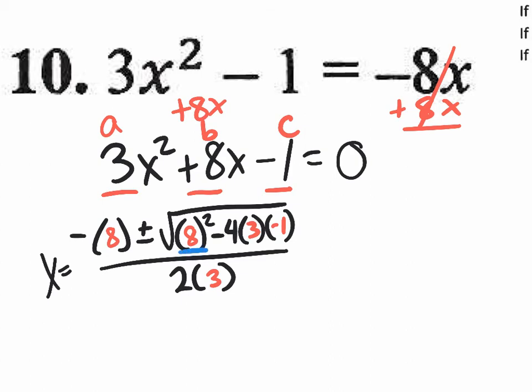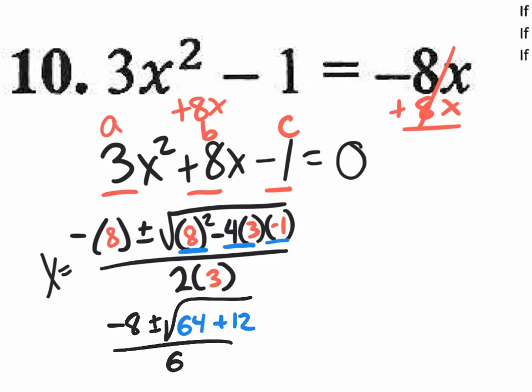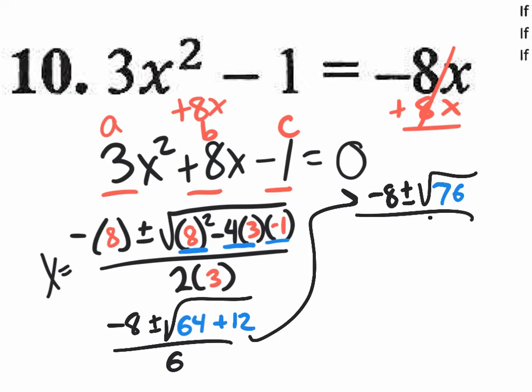8 squared is 64. 4 times 3 is 12, times 1 is 12. A negative times a negative. Why am I saying negative times a negative? There's a minus here and a negative there. A negative times a negative is a positive. So I really have plus 12. So I have 64 plus 12 inside the root. I have the plus or minus on the outside, a negative 8 in the front, divided by 6 on the bottom. So what we really have is 76 inside the radical. So let's rewrite up here: negative 8 plus or minus the square root of 76 divided by 6.